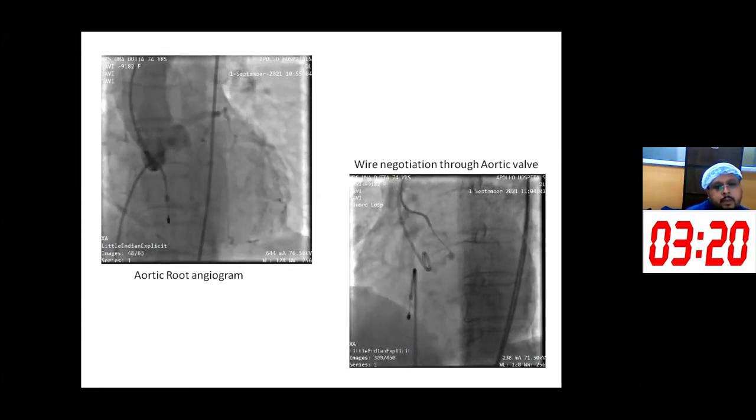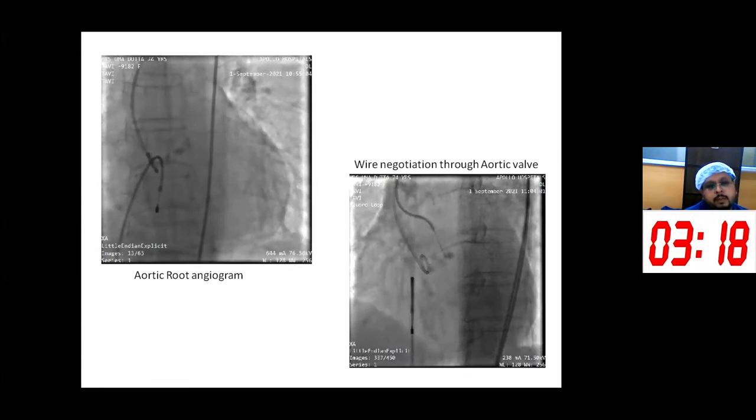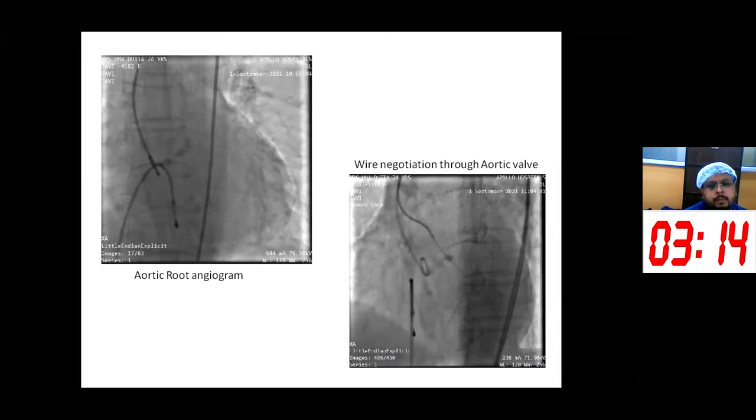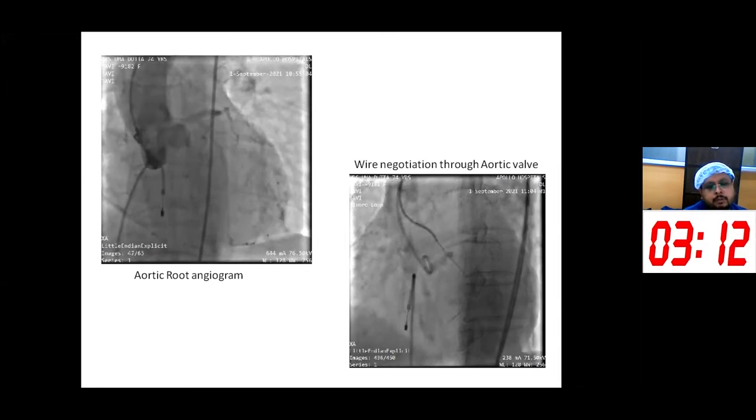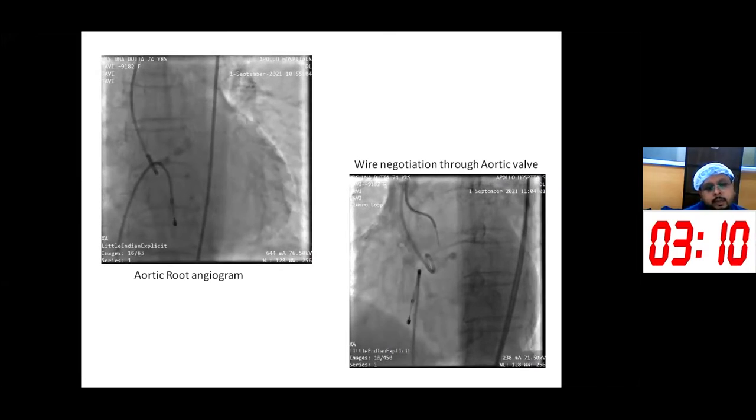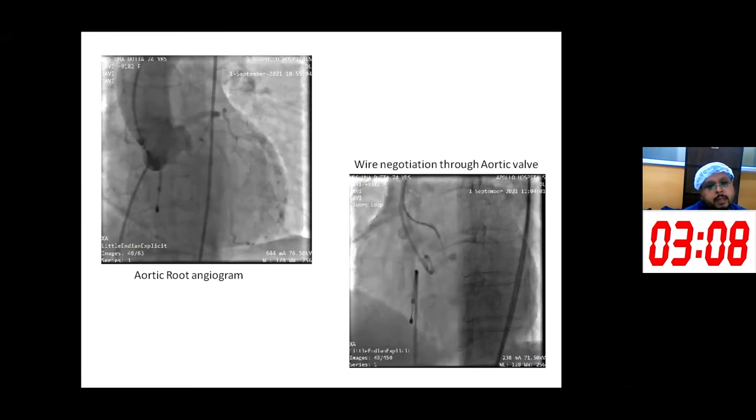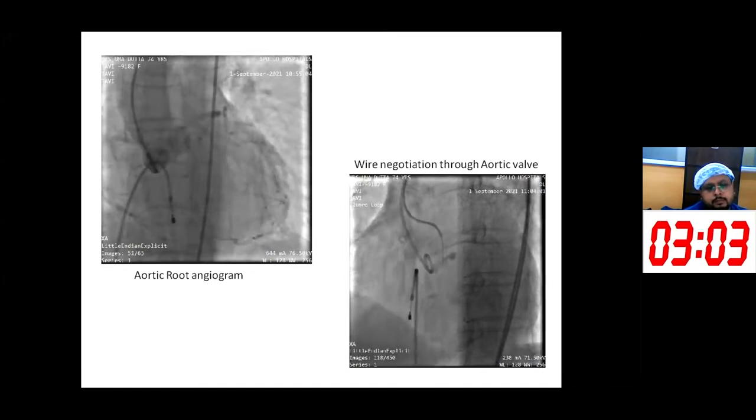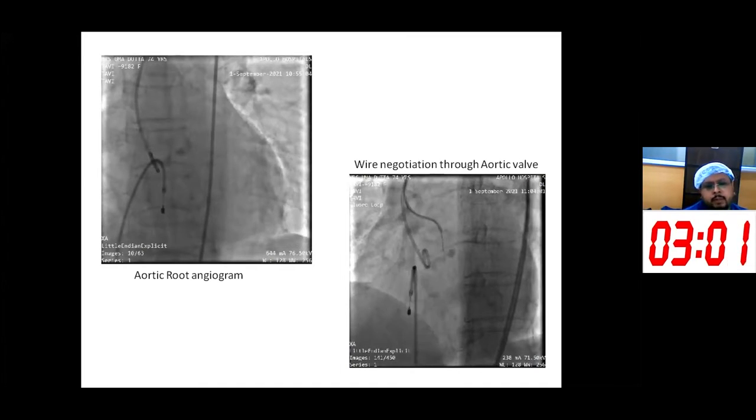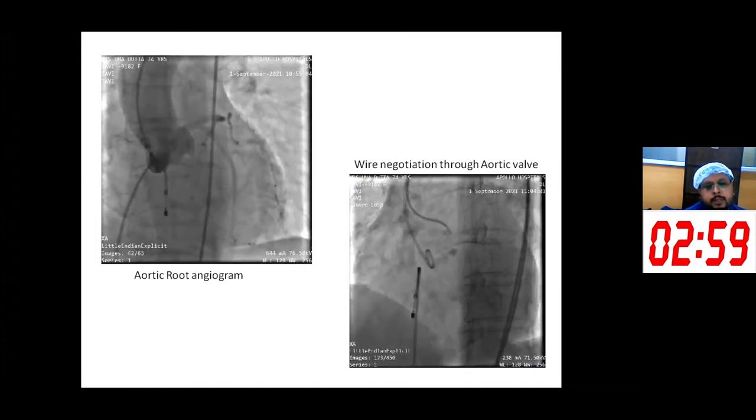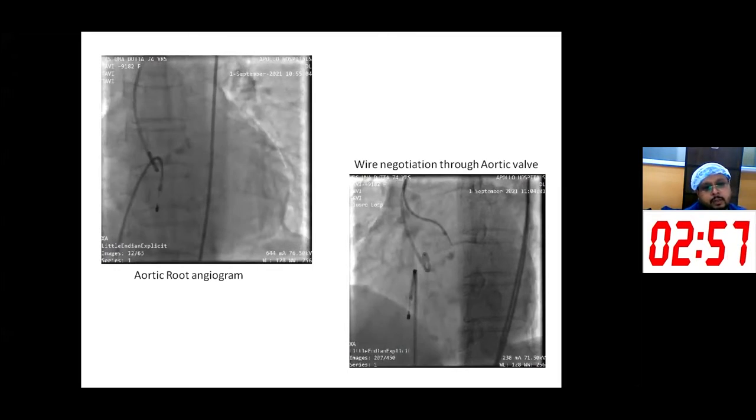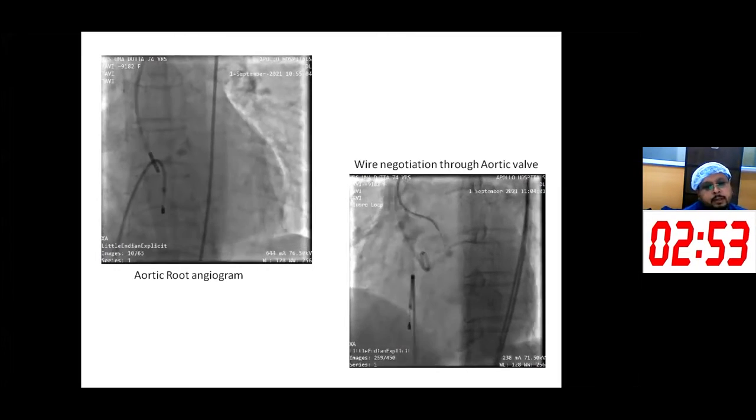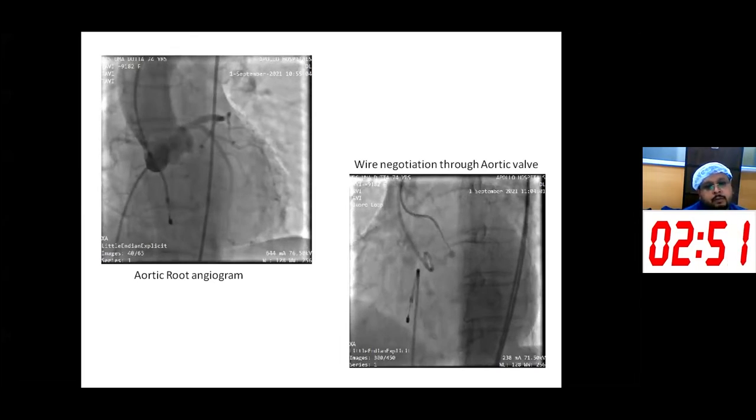Then the next step was crossing the aortic valve aperture. We took an AL2 and directed it towards the left coronary sinus, pointing towards the aortic valve aperture. Since the valve was quite calcified, we could make out the aperture from the calcification itself. So we took a straight tip soft Terumo wire to cross the valve.